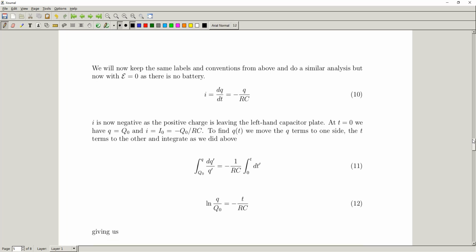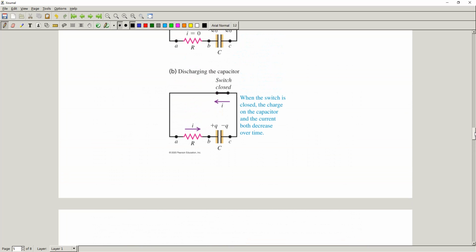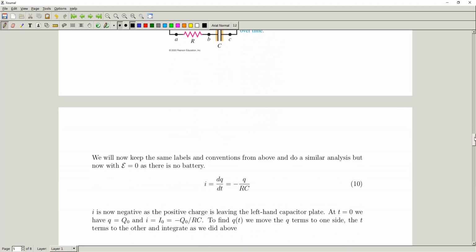We're going to keep the same sort of labels and conventions from what we did above, but now we've pulled out the battery, right? So if you remember, there used to be another term here for our I as a function of time, but that term depended on our EMF, and now there is no more EMF. We pulled that out, and so I is simply equal to the collection of terms that we see here. Okay, and note again, our I is negative, and that's because we're going to have our current actually flowing against the direction that we previously set our I to be, right?